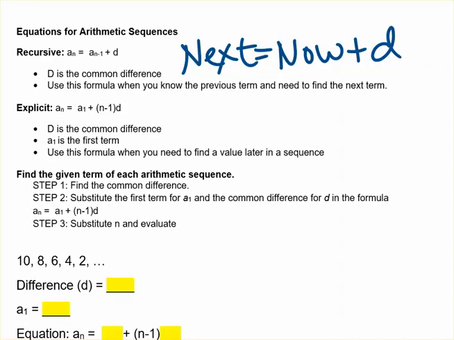However, if we're looking for a term further down the line and we don't want to have to list them all out, we're going to write an explicit equation. This will let us find any term. Again, d is still going to be the common difference. A sub 1 is our first term.